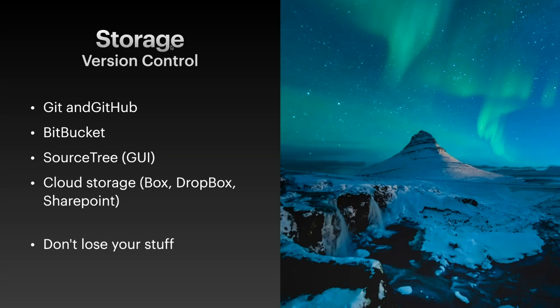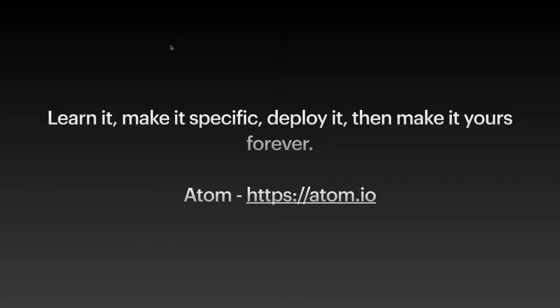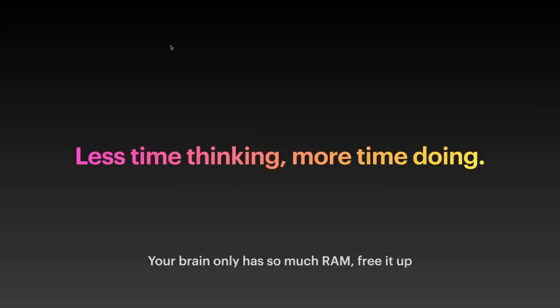But until you've got that up and running, or if you're not quite ready and comfortable with those services, even getting your data just into cloud storage somewhere, that's something. It's something to start with so that you won't lose that information. So your workflow here, you learn it, you make it specific, deploy it to your fleet, and then make it yours forever. Make sure that you can continue to use that information next time it comes up. The text editor I was using in the previous slides is called Atom. Here's a quick link to that. And all of this, when it comes to automating yourself, it's really just about spending less time thinking and more time doing.